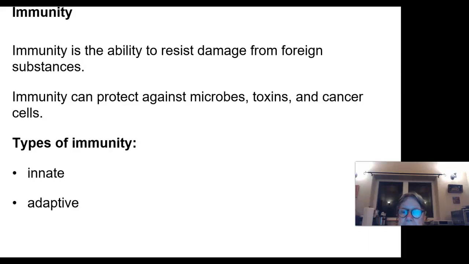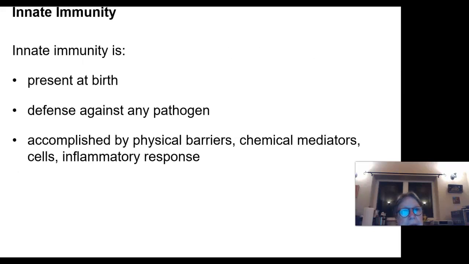And you have 2 types, and you've heard of these 2. Innate, which you're born with. Adaptive, which you get from the outside, like from vaccines. And innate immunity is present at birth. Of course, it goes against any pathogen. And of course, your body has certain barriers that help this innate system.